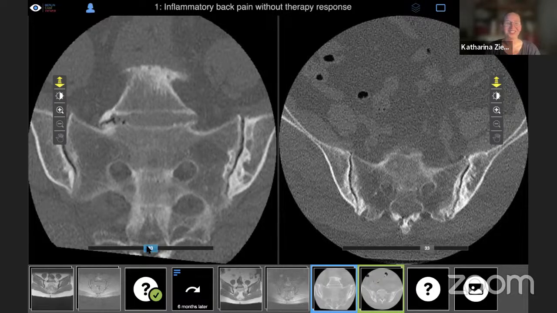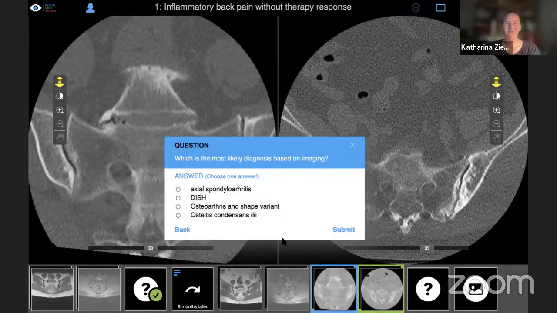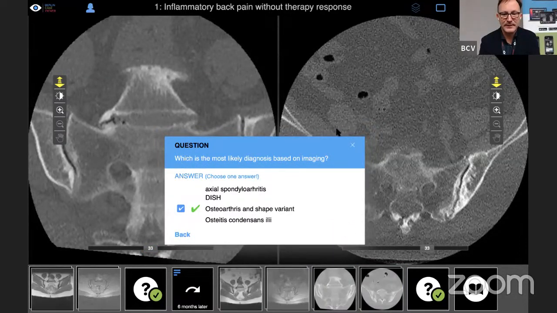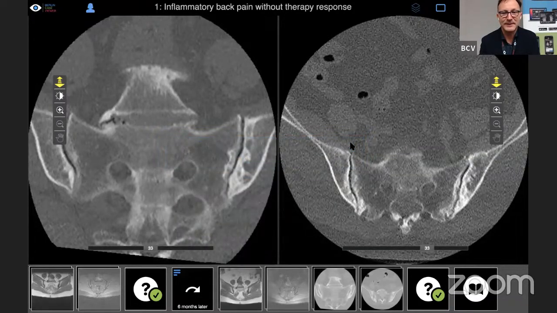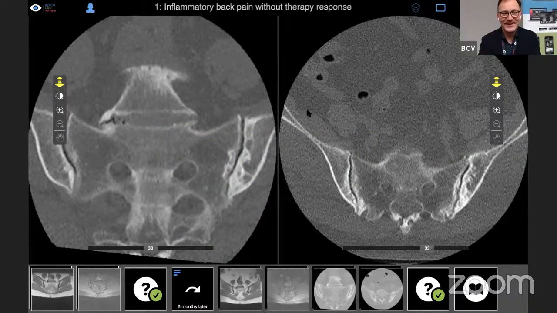Are there any questions? Anything coming in? So thank you, Katharina. So the final question on the diagnosis, by the way, is 100% is shape variant. So they all have it right. Yes. Was a bit of a giveaway, maybe. Didn't really bury the hatchet there.